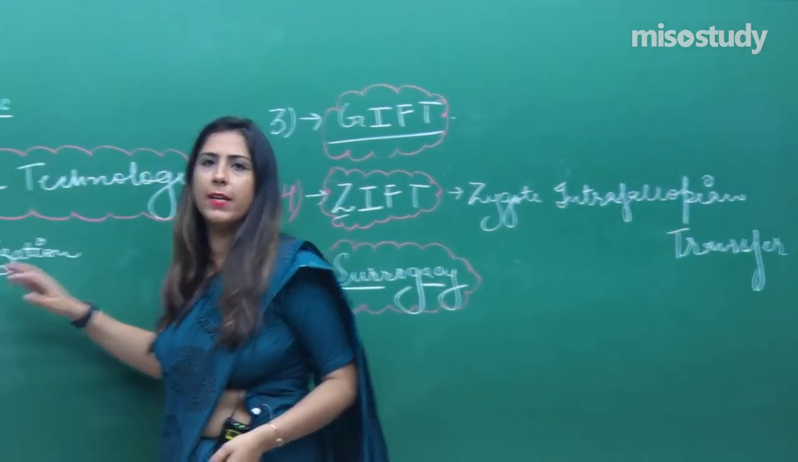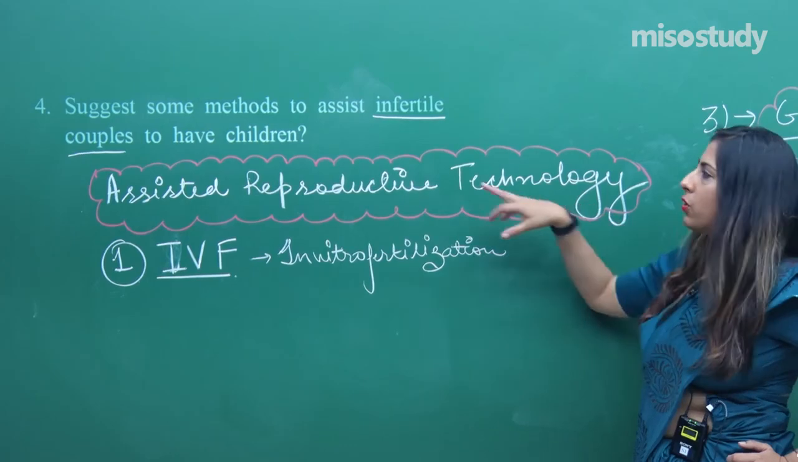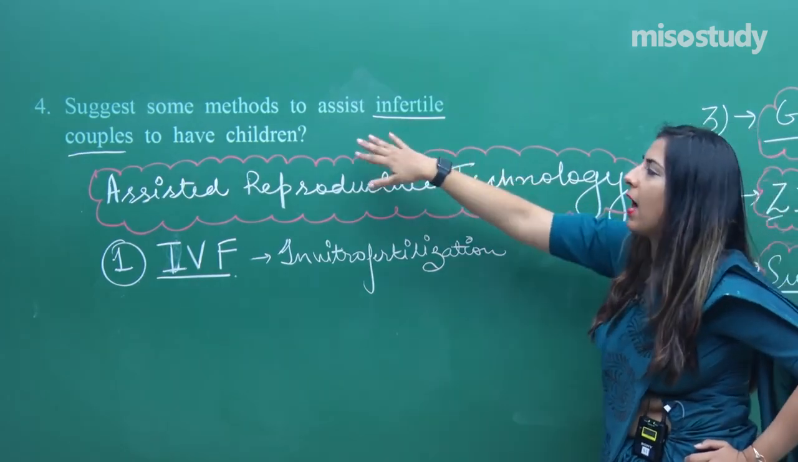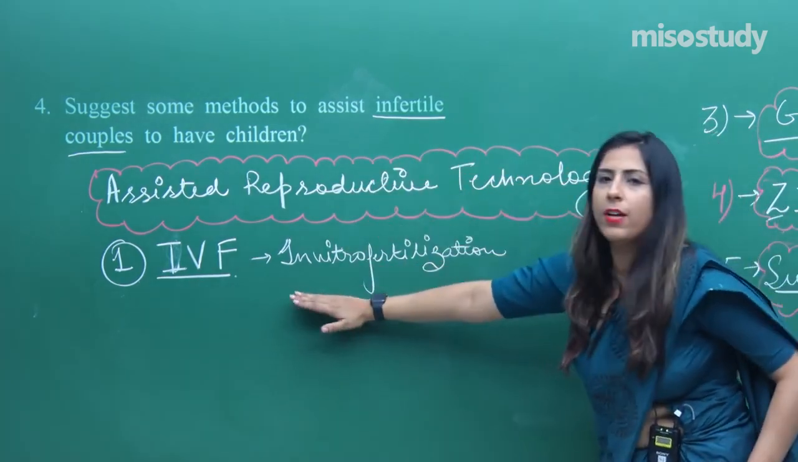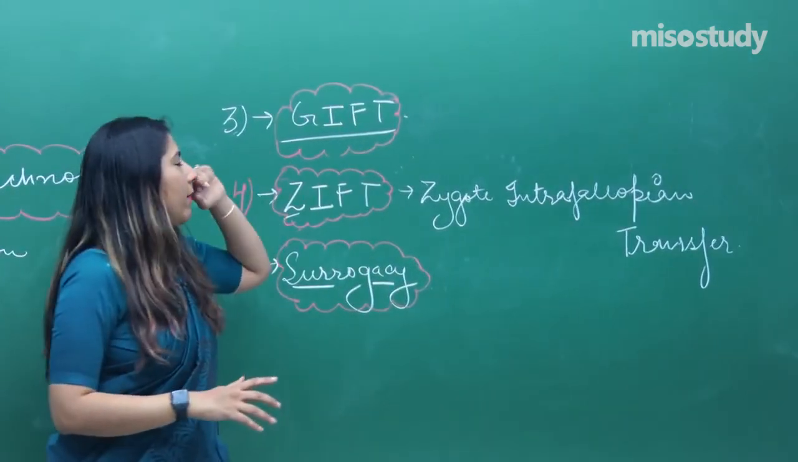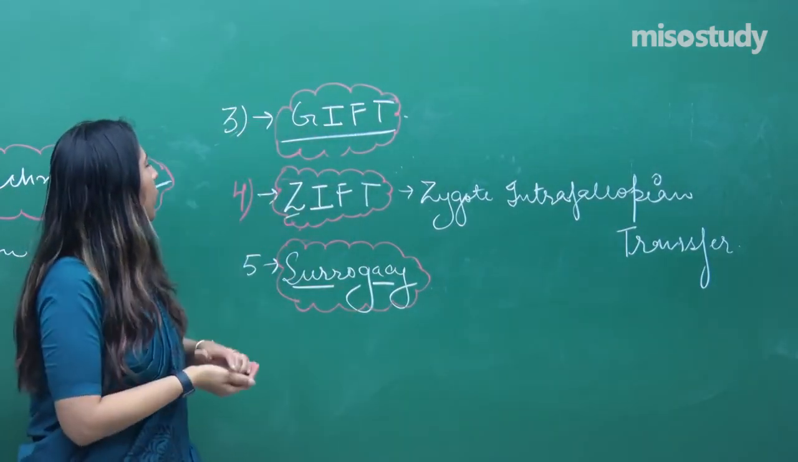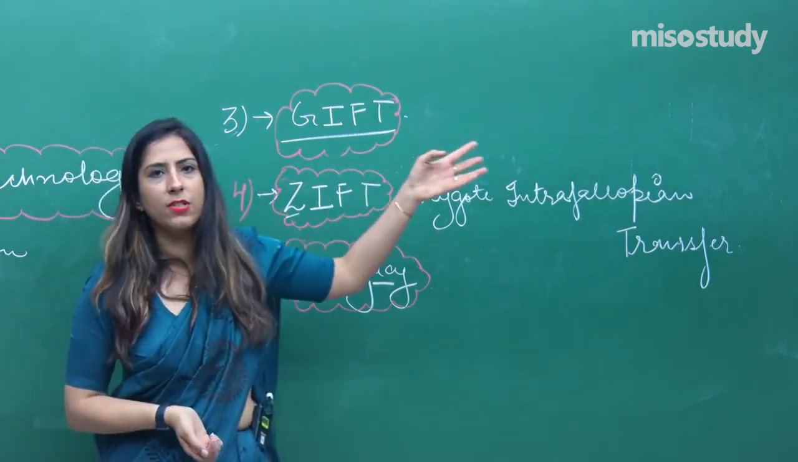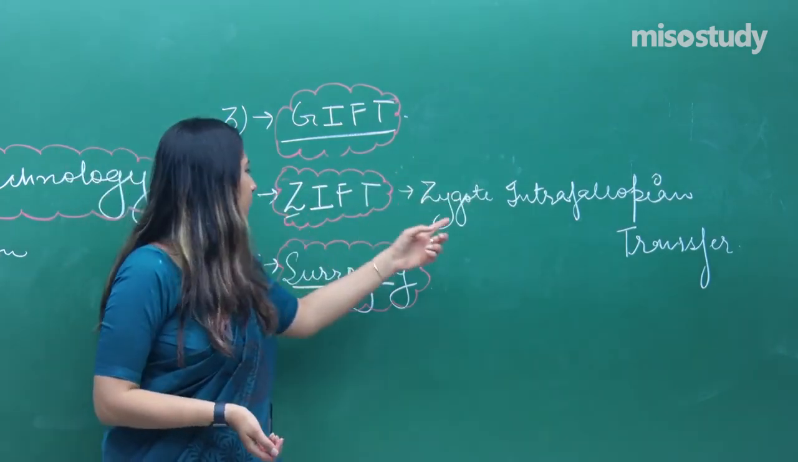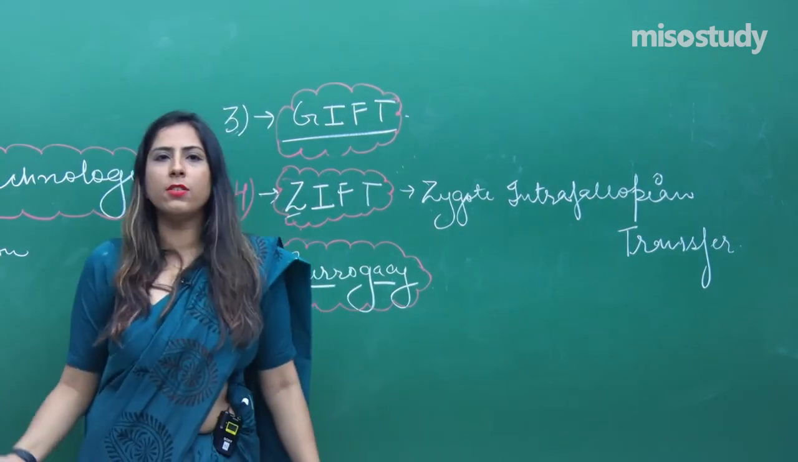So students, these were the methods. We were talking about the assisted reproductive technologies, with the help of which a couple can have children. The first is IVF, that is in vitro fertilization. Second, we have discussed the intracytoplasmic sperm injection, which I have removed from here. The third was GIFT, fourth is ZIFT, and fifth one is surrogacy. Right, students? So students, note down this.